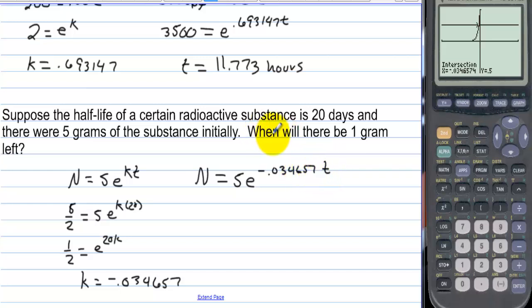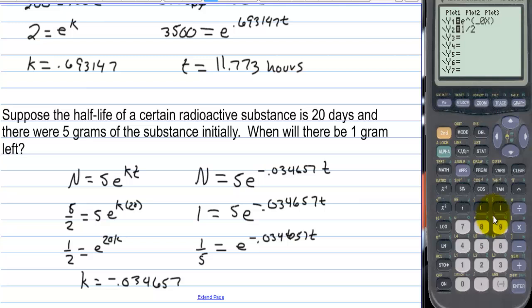The function is n equals 5e to the -0.034657t. When will there be 1 gram left? Now we can set this function equal to 1. So 5e to the -0.034657t. And we can divide by 5 to make it a little easier, I suppose. So we have e to the -0.034657t. And let's go to y equals.